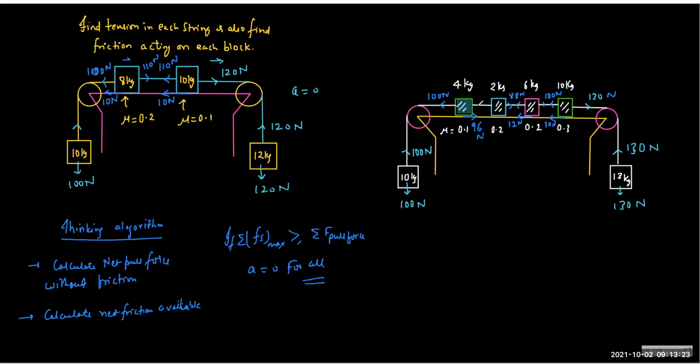So the tension is 96. So 96 is left and 88 is right on the 2 kg block. That's a very interesting part. So the net value is 8 newtons, and we can see that friction can develop only 4 newtons. It means, oh no, it is not possible. So I think this is the wrong analysis.